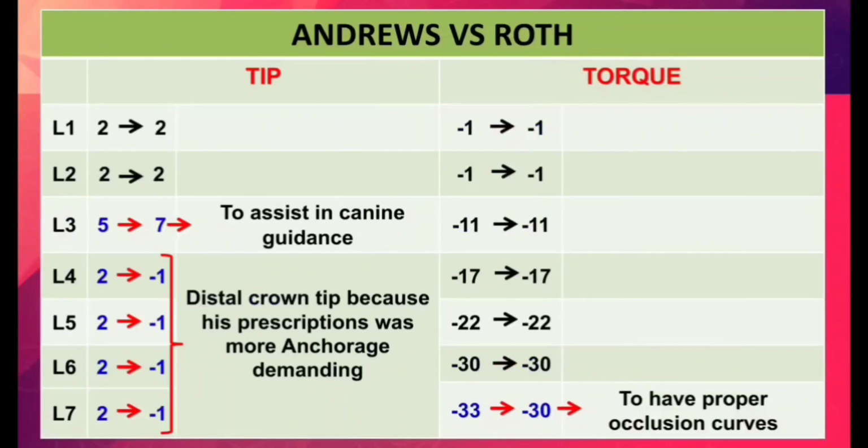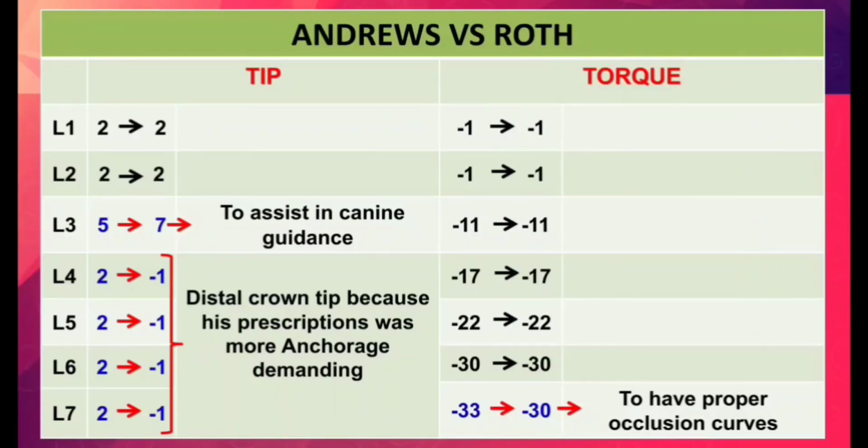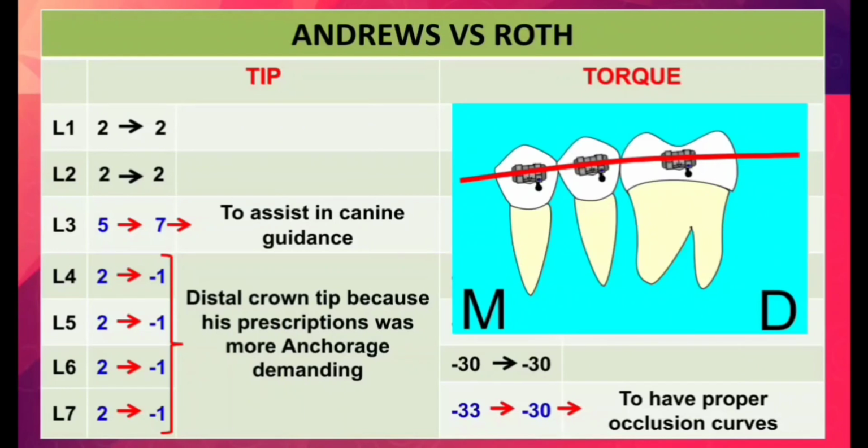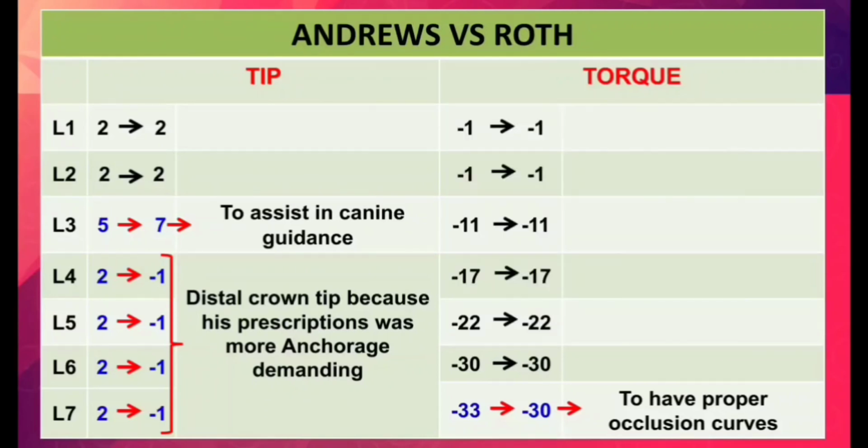And coming to the lower arch, incisor tip was maintained same by Roth as Andrews, and the canine tip was increased to assist in canine guidance, and the posterior tip was decreased, that is Roth has given distal crown tip because his prescription was more anchorage demanding. And torque values of lower arch were maintained same by Roth as Andrews except second molars. For the second molar, torque was decreased to have proper occlusion curves.